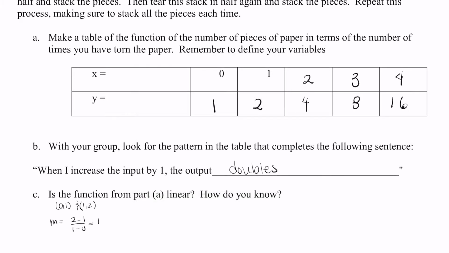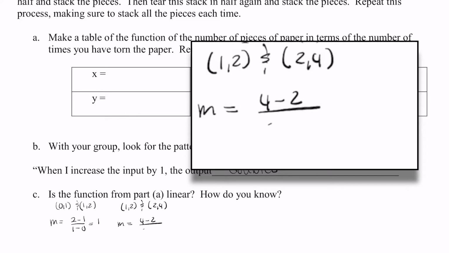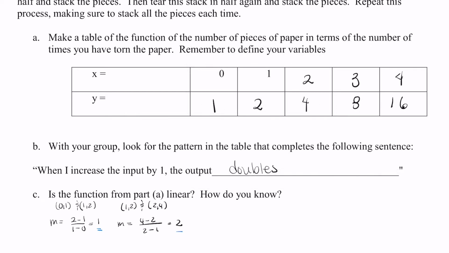Now what about the slope between the next 2 points? That is between (1, 2) and (2, 4). Well, the slope between these points is equal to (4 minus 2) divided by (2 minus 1), which is just 2. Since these numbers are not the same, we know this function is not linear.